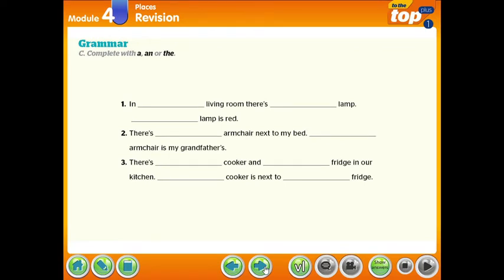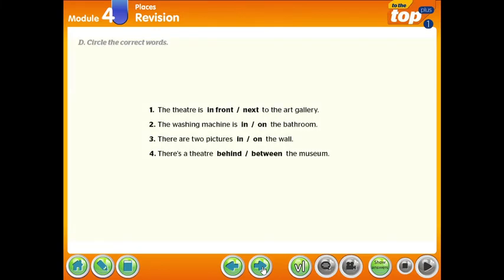Now, the articles. Complete these sentences using a or an, indefinite article, or definite article the. I hope you did it in this way. Let's go on. Now, prepositions. Choose the right one. Is this how you did it?